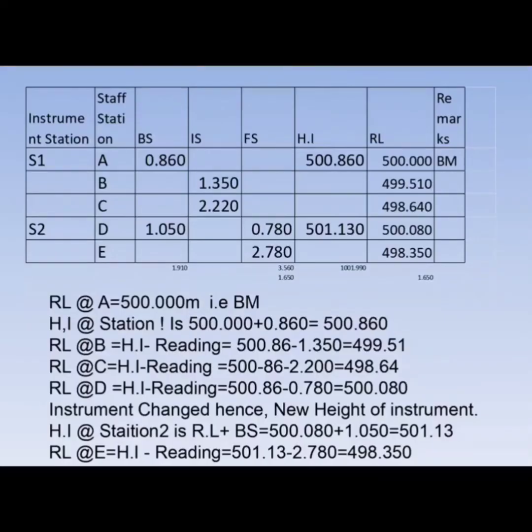RL at A is equal to 500 meters, that is the benchmark. Height of instrument at station A is 500 plus 0.86, totally 500.86. At station D, the instrument shifted and 2 readings were taken at station D. Hence a new height of instrument will come into picture. Height of instrument at 2 is RL plus backside, that is 500.08 plus 1.050, that is 501.13.